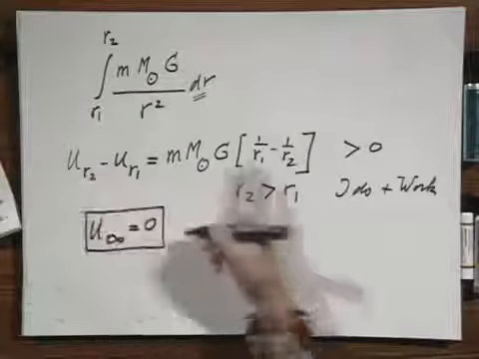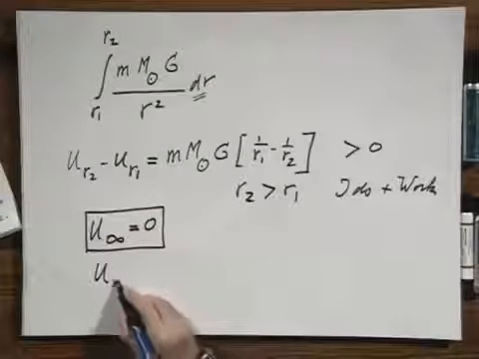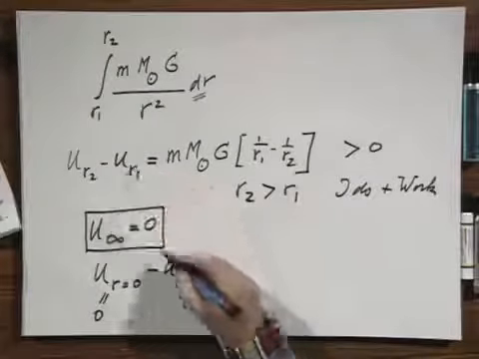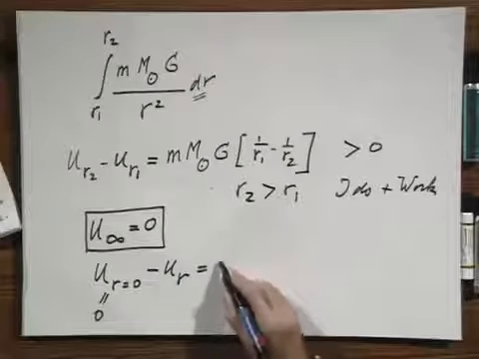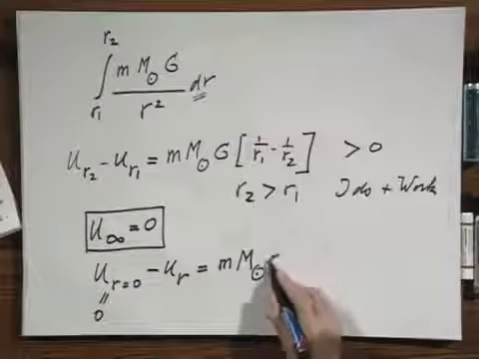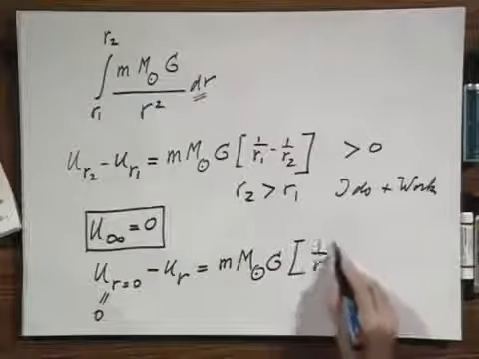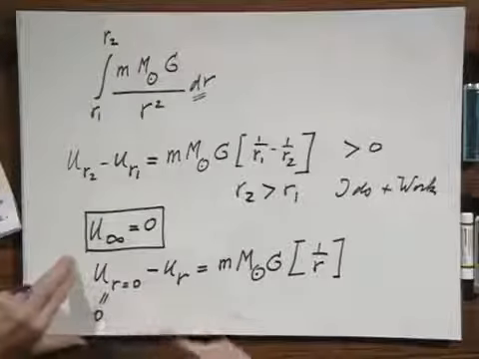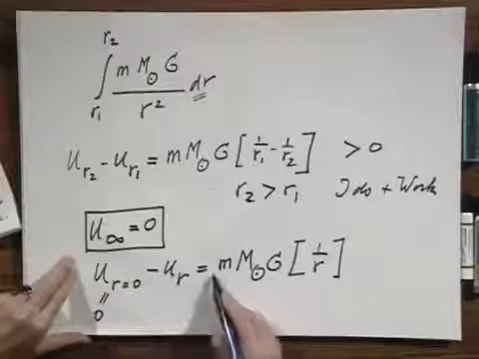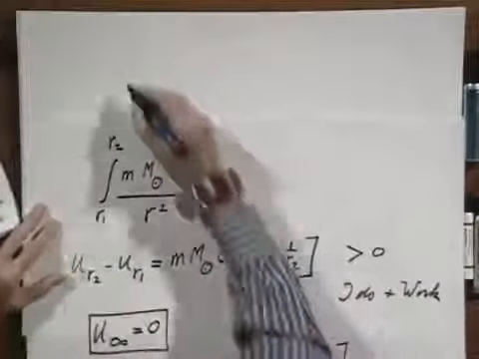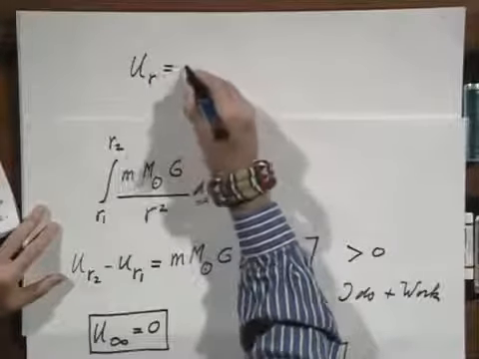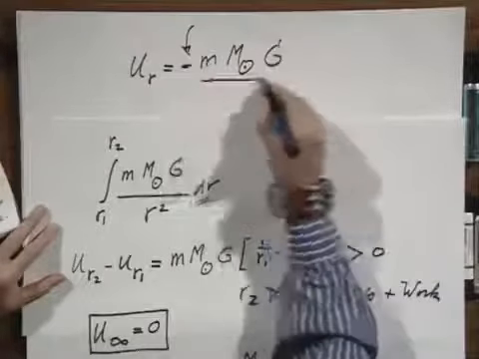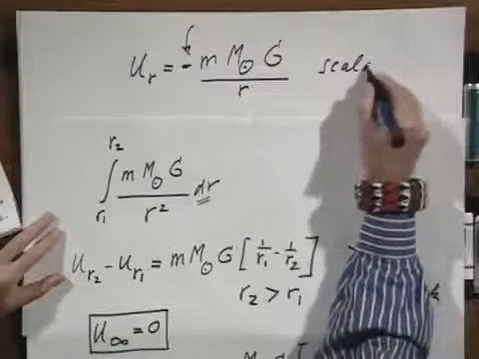The consequence of that is, if I fill in for R2 infinity, then I get U at infinity, which we define to be zero, minus U of r. For R1, I put here now a random location r. So we get minus M, the mass of the sun, times G, times 1 over r, because this is zero. This is a scalar, and this is zero, so if I rewrite this a little bit as U of r, I get a minus sign here. So we get U of r, the gravitational potential energy, equals minus M sun times G divided by r. And it is a scalar, it has no direction.